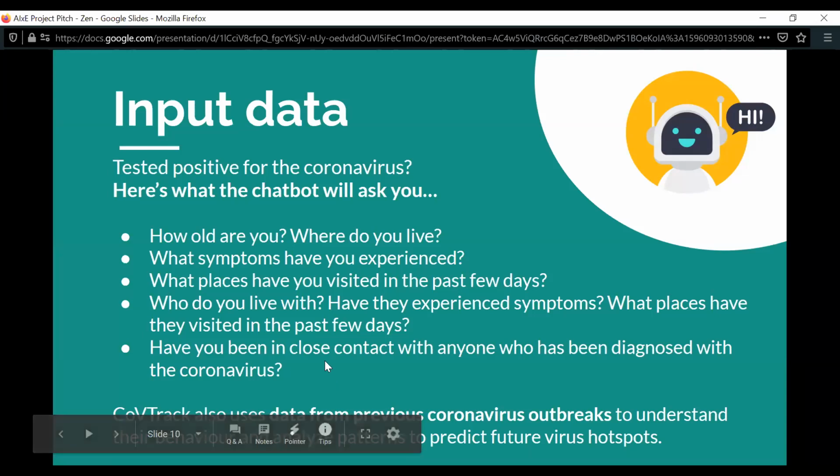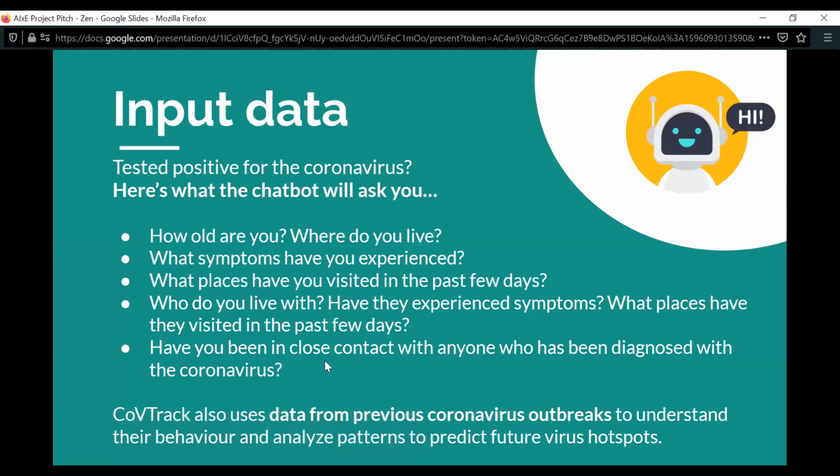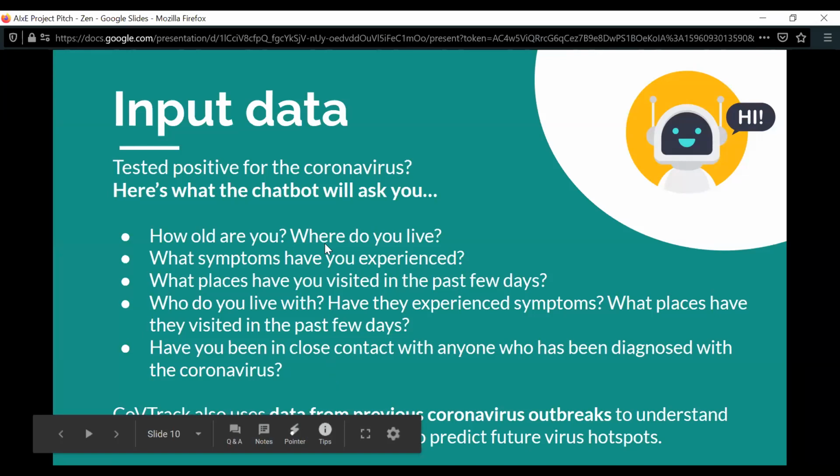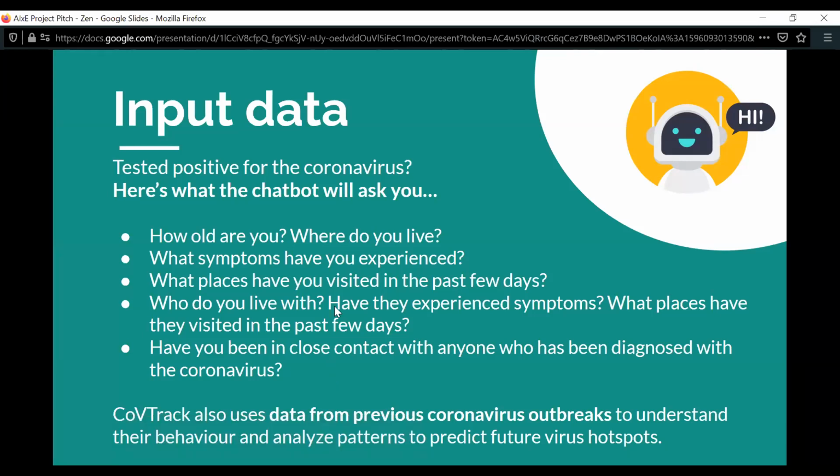And COVID track also uses data from previous coronavirus outbreaks to understand their behavior and analyze the patterns. So as I said, it can also predict future virus hotspots. So in this way, you can efficiently track the spread of the virus.